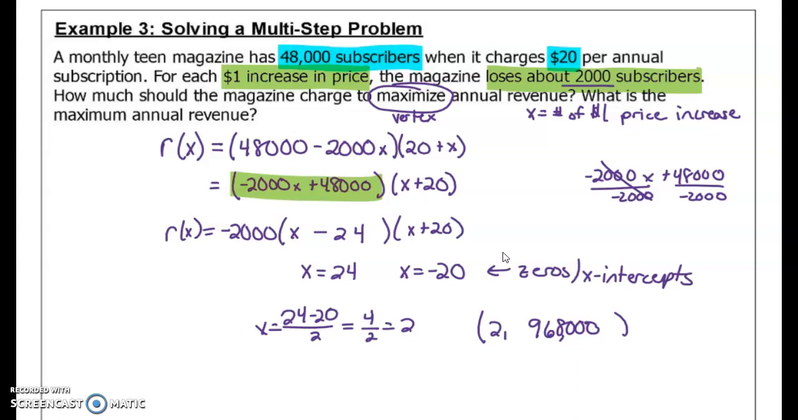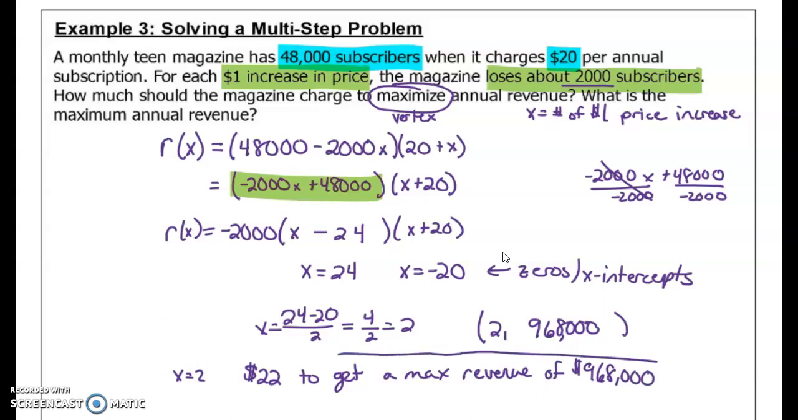It says, how much should the magazine charge? Well, if they're charging $2 of increase, that means they're charging $22, because you have to add that 2 back onto the original $20. And it will get you a max revenue of $968,000. That is their best option, where essentially the number of customers they lose due to the price increase is minimal, but their price increase spread out over all their remaining customers pays off, and that gets them the most possible revenue based on their current business model.